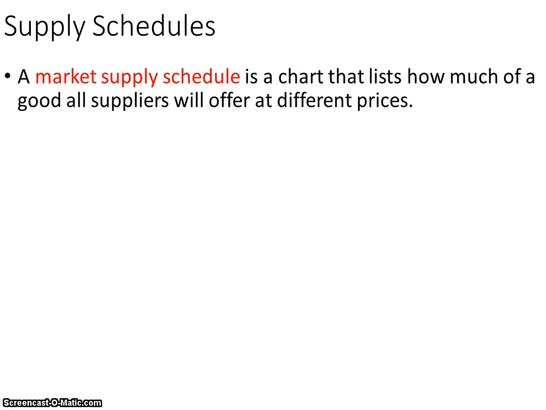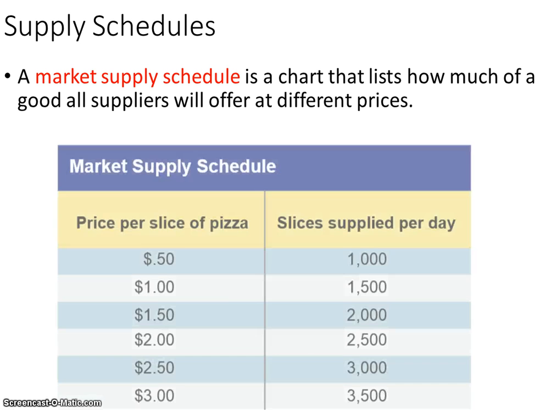So we're going to talk about supply schedules. A supply schedule is very similar to a demand schedule. They look the same. Data will be a little bit different. A market supply schedule is a chart that lists how much of a good all suppliers will offer at different prices. Let's take a look at a supply schedule.